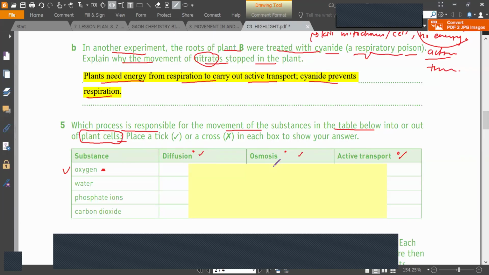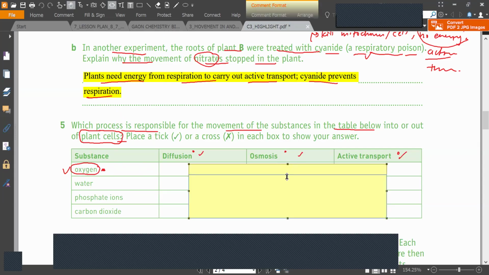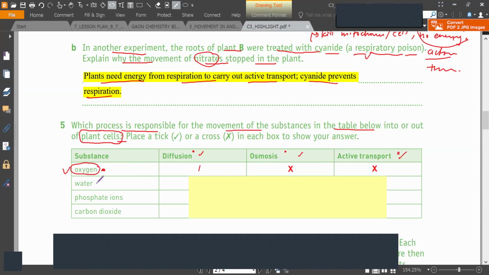Osmosis. Osmosis is for water. Diffusion, yes. So oxygen will be diffusion. Just diffusion, not osmosis, not active transport. As we mentioned just now, the movement of water will be osmosis.